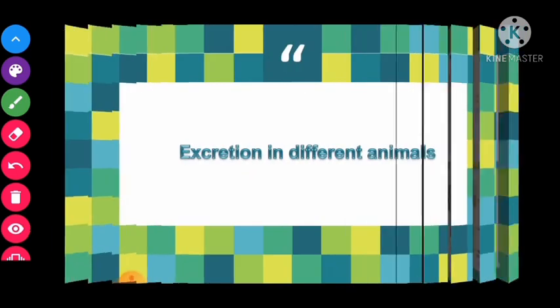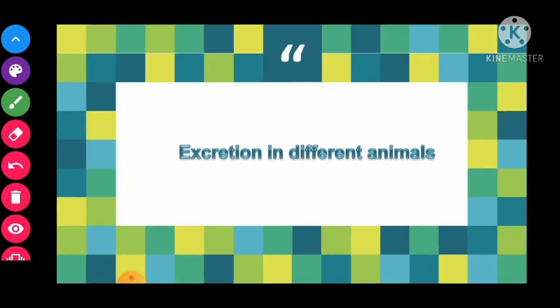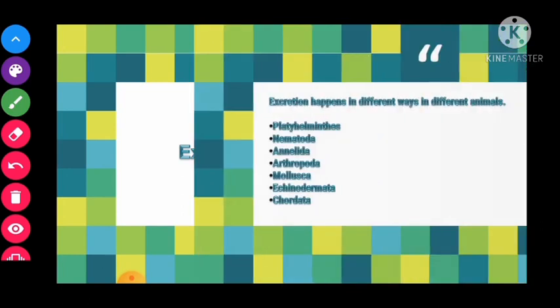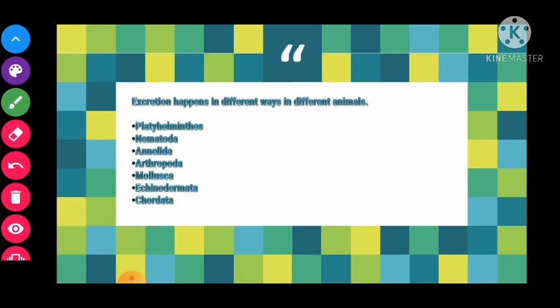Now children, let us talk about excretion in different animals. Excretion happens in different ways in different animals. Now we are going to talk about excretion in platyhelminthes, nematodes, annelida, arthropoda, mollusca, echinodermata and chordata. We will discuss excretion in all of them in a little more detail.